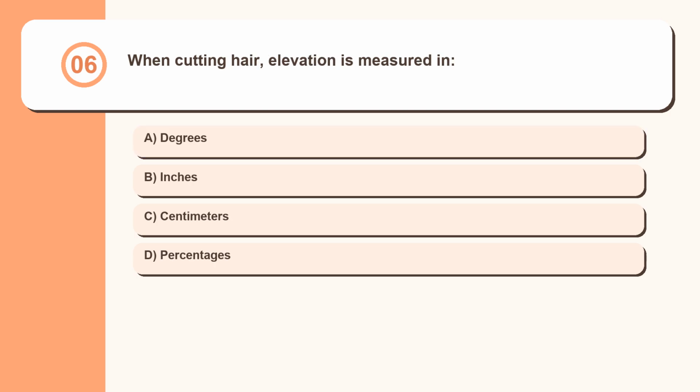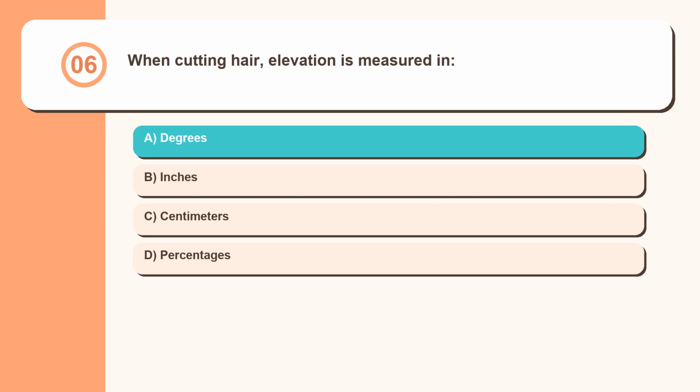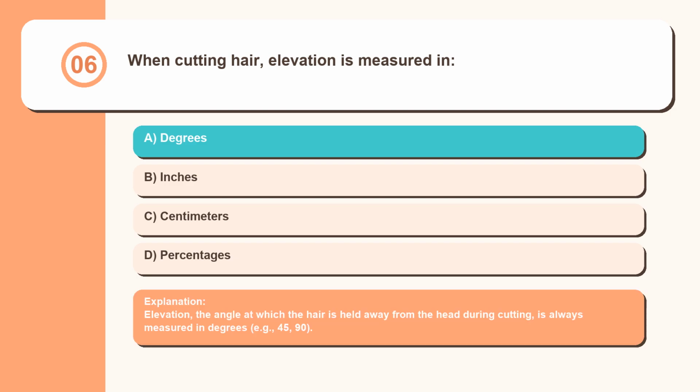Question 6. When cutting hair, elevation is measured in degrees, inches, centimeters, percentages. Elevation, the angle at which the hair is held away from the head during cutting, is always measured in degrees, for example 45, 90.